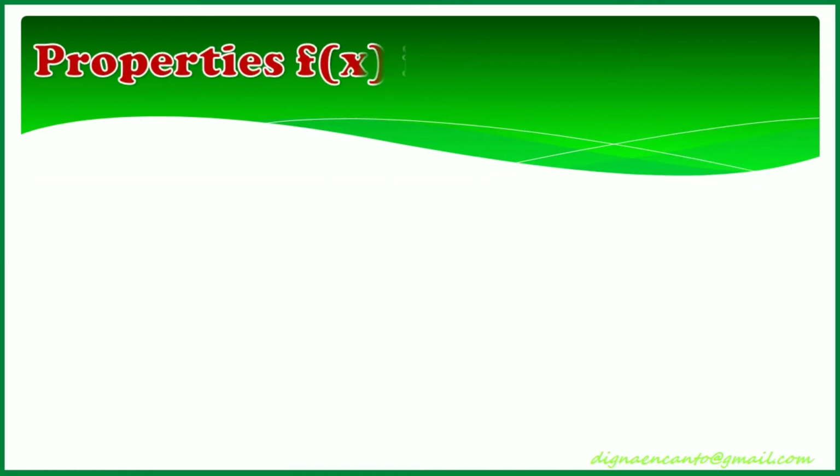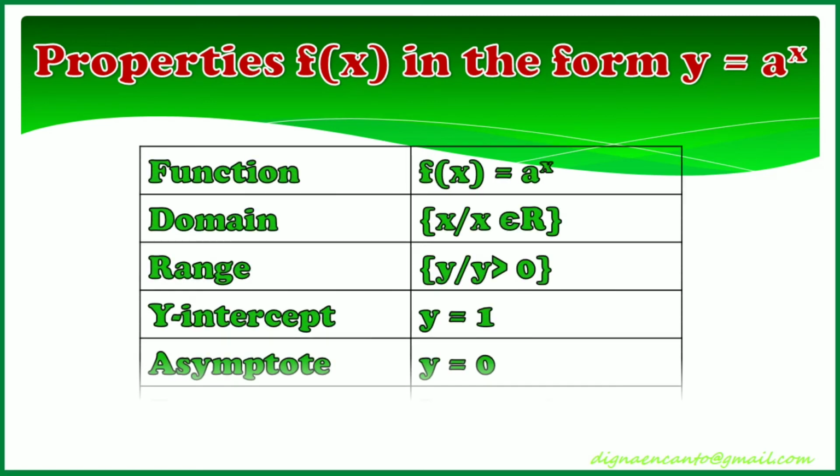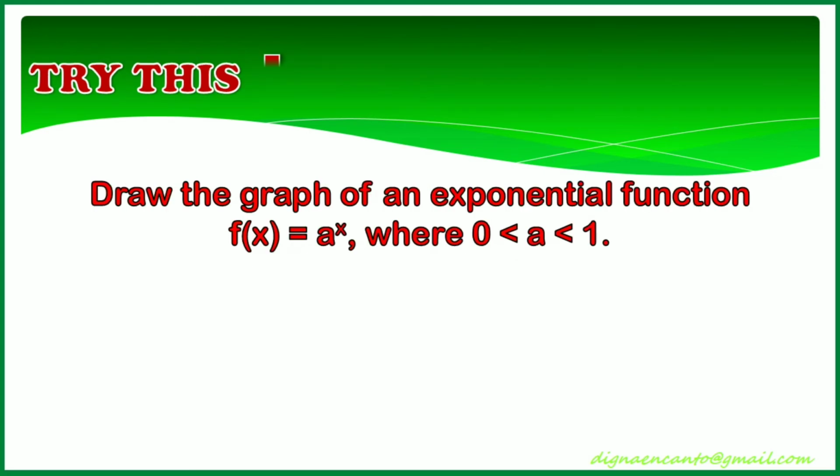Let us now have the properties of the exponential function f of x in the form y equals a to the x: domain as the set of all x's, such that x is an element of R, range as the set of all y's such that y is greater than 0, its y-intercept is the line y equals 1, its asymptote is the line y equals 0, and the trend of the graph is increasing.